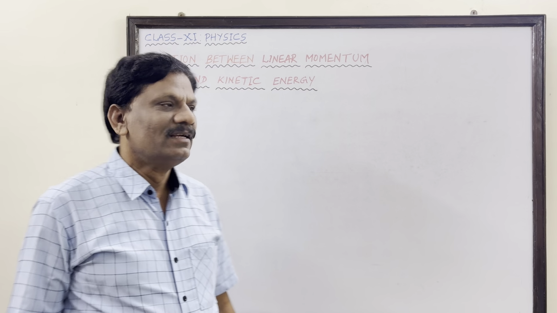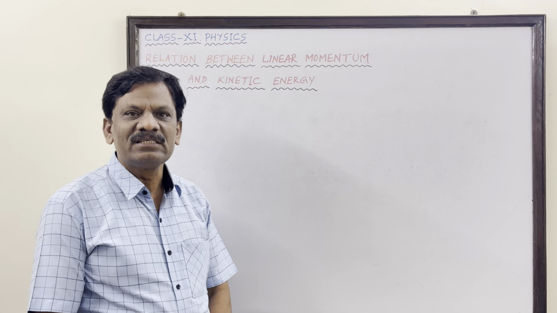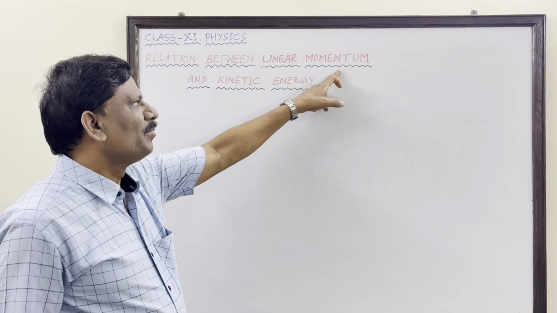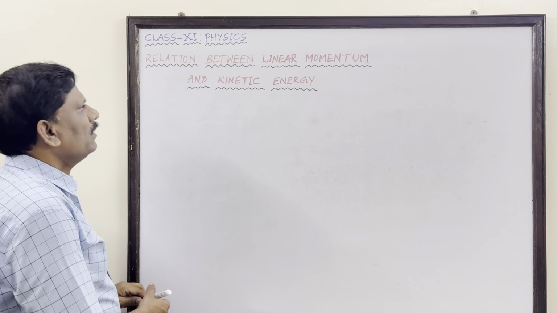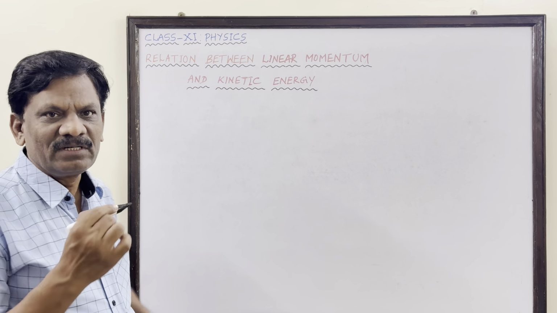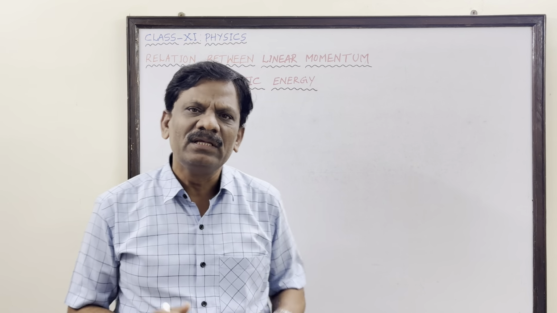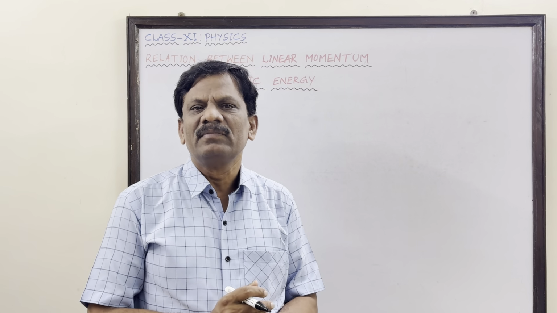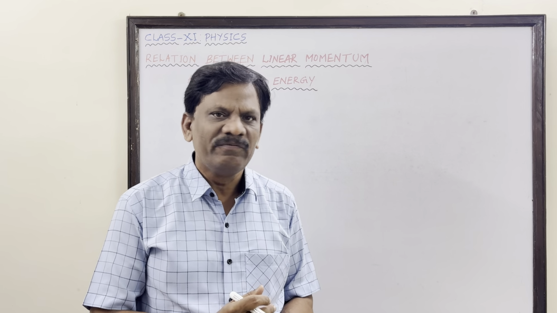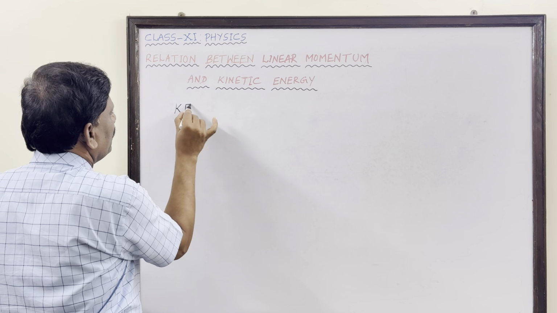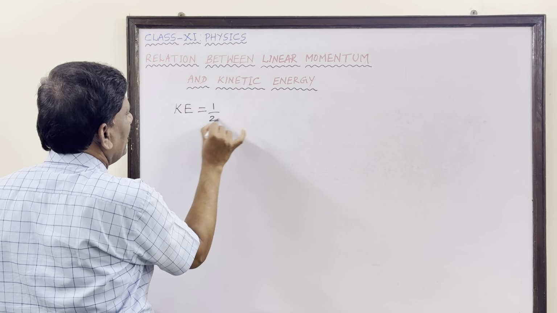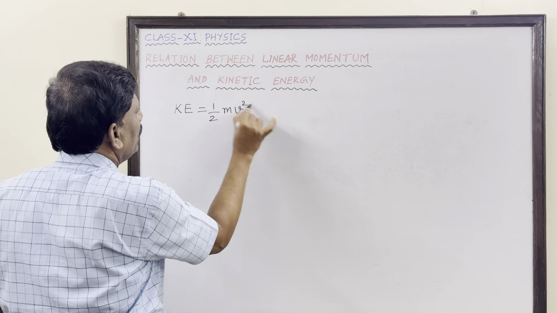Hi students. Now we are going to derive the relationship between linear momentum of a body and its kinetic energy. What is the expression for kinetic energy of a body whose mass is m and velocity is v? We have already derived that kinetic energy is equal to half m v square.